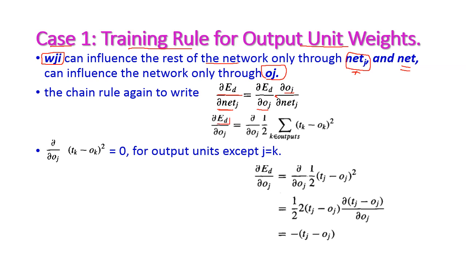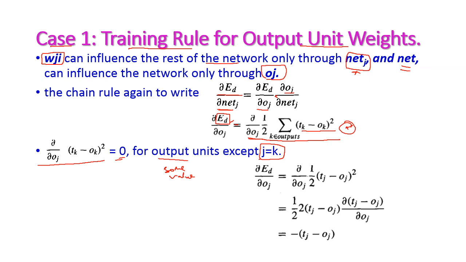And we already know Ed, which is equal to 1 by 2 summation of k belongs to outputs of (Tk minus Ok) whole square, as seen in the previous slide. Hence the differentiation of Ed with respect to Oj is equal to the differentiation of 1 by 2 summation of k belongs to outputs of (Tk minus Ok) whole square divided by dOj. And here the differentiation of (Tk minus Ok) whole square with respect to Oj is equal to 0 if j is not equal to k. If j is equal to k, then it will get some value.